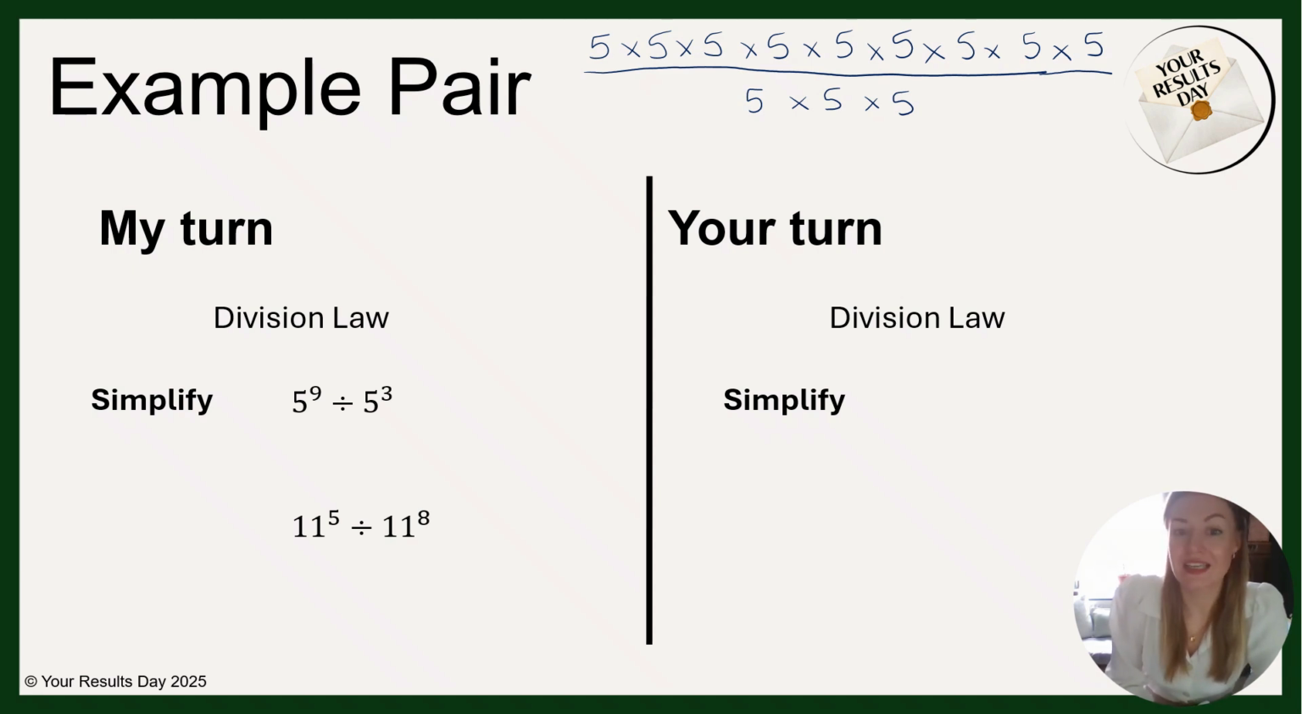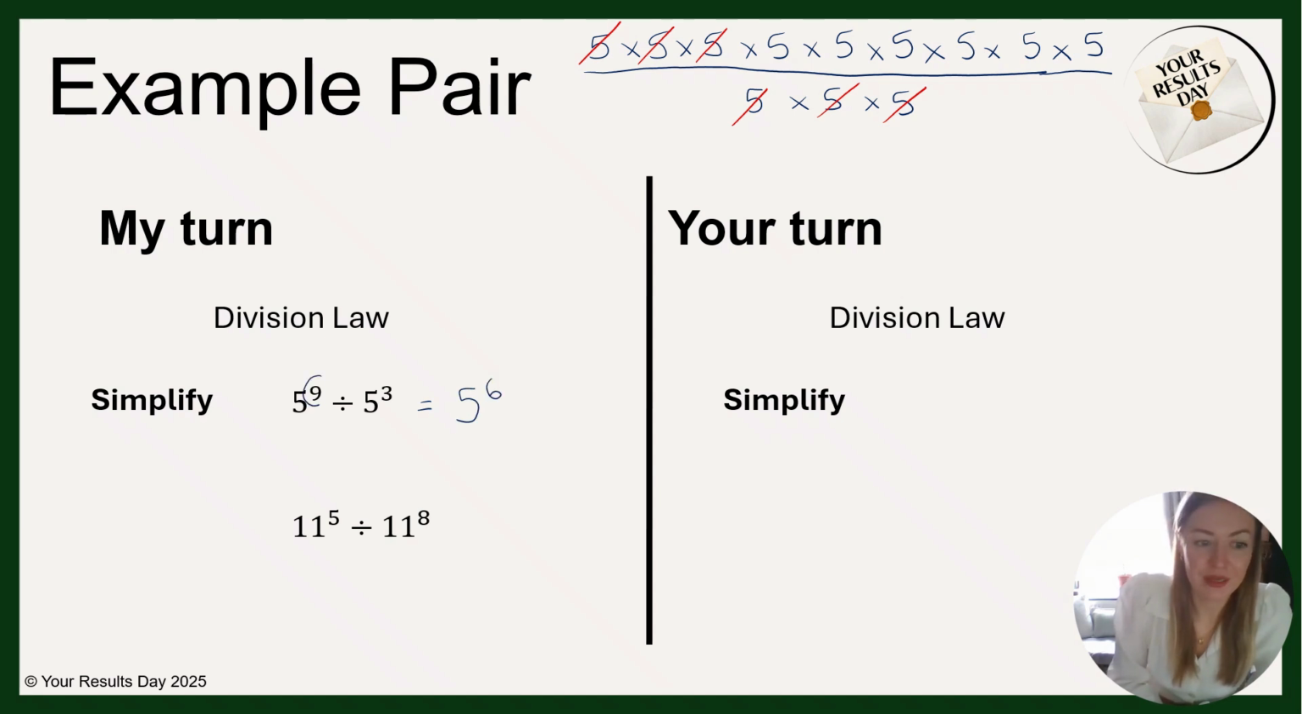What we're going to do is cancel top and bottom. So if there's a 5 on the top and there's a 5 on the bottom, we can cancel those out. So I could cancel this 5 with this 5, this 5 with this 5, this 5 with this 5, and then I've got no more 5s left on the bottom. And so it just remains to be seen how many 5s I have left on the top. 1, 2, 3, 4, 5, 6. So our answer is 5 to the power of 6.